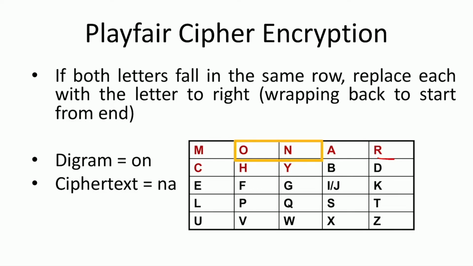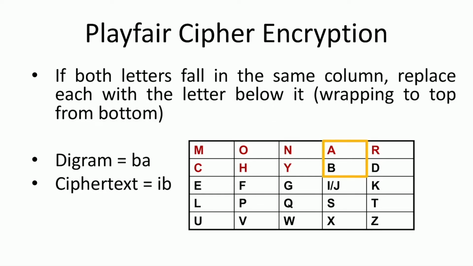For example, in the plain text balloon, the letters in digram ON appear on the same row, as you can see here in the yellow rectangle. So O will be replaced with the letter on its right, which is N, and N will be replaced with the letter on its right, which is A. So ciphertext is NA.